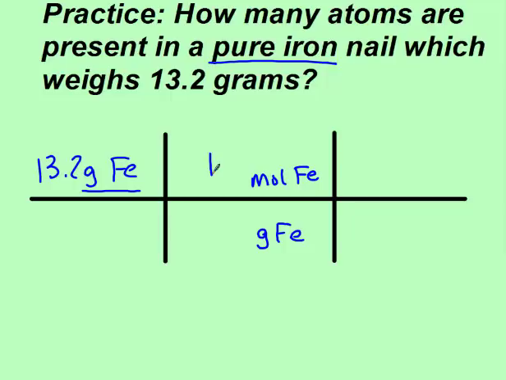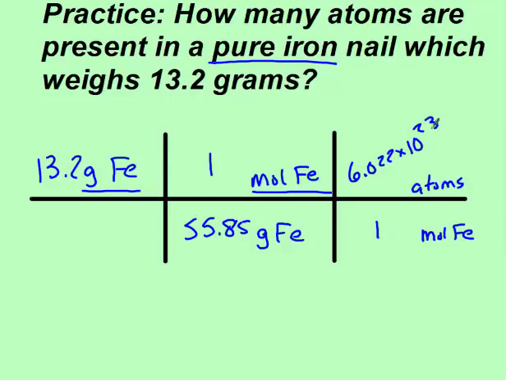1 mole is always equal to so many grams. Those grams we get from the periodic table. For iron, it's 55.85. Whatever unit is here must go in the bottom. And now I can convert my moles to atoms. Because iron is just an atom, that's why we see the word atom and not molecule. And again, it's 1 mole is 6.022 times 10 to the 23rd atoms. You're going to multiply and divide.